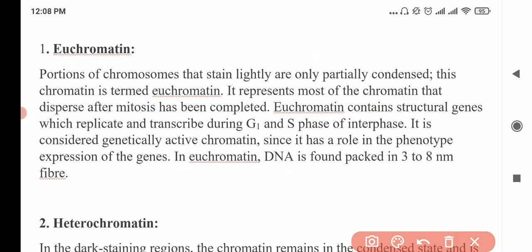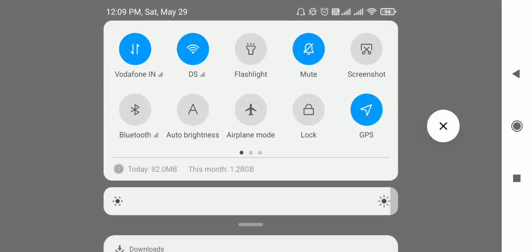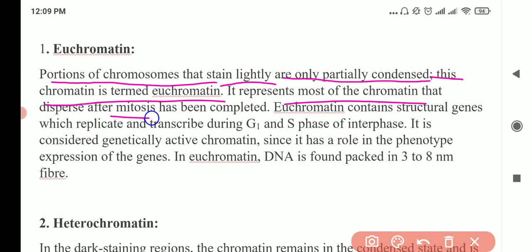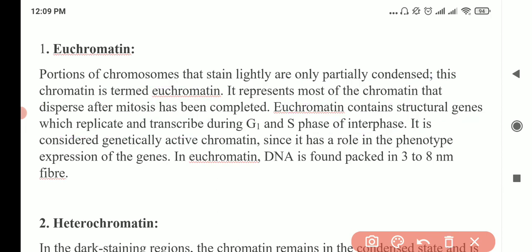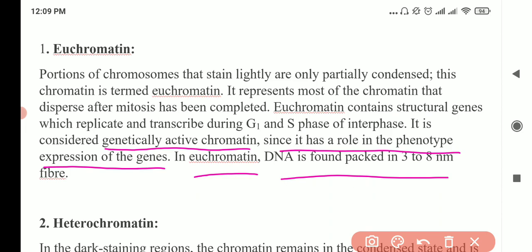So let me read what they've written. Portions of the chromosome that stain lightly are only partially condensed. This chromatin is termed euchromatin. It represents most of the chromatin that disperses after mitosis has been completed. Euchromatin contains structural genes which replicate and transcribe during G1 and S phase of the interphase. It is considered genetically active chromatin since it has a role in the phenotype expression of the genes. In euchromatin, DNA is found to be packed in 3 to 8 nanometer fiber.